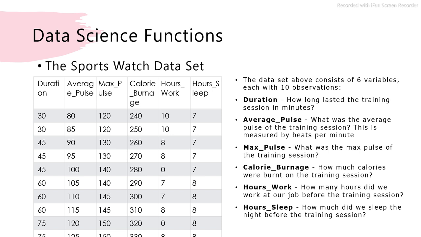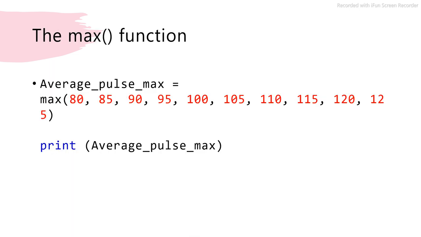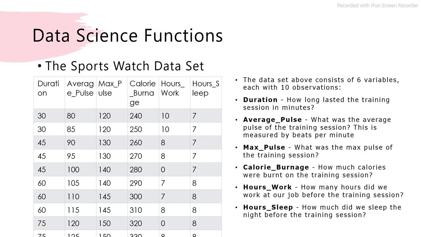The data set given here has details like duration, which is how much time you work out every day, 30 minutes, 45 minutes, 60 minutes, something like that. Then average pulse, maximum pulse, then calorie, how many calories you burn, and then working hours and sleeping hours. So this is the data we have, a simple data set. With this data set we are going to do some basic operations using pandas.